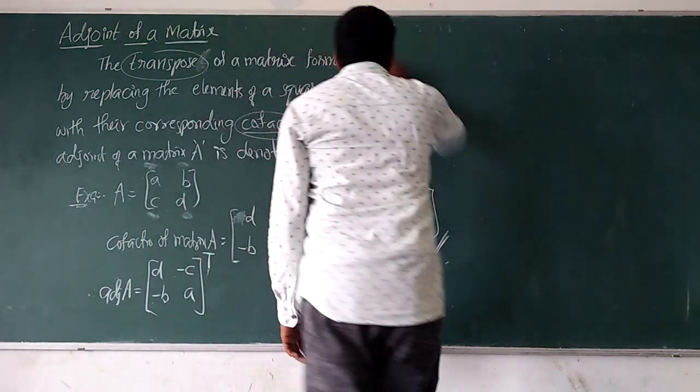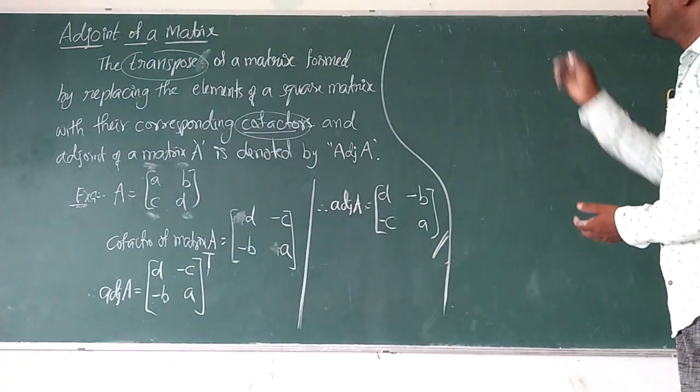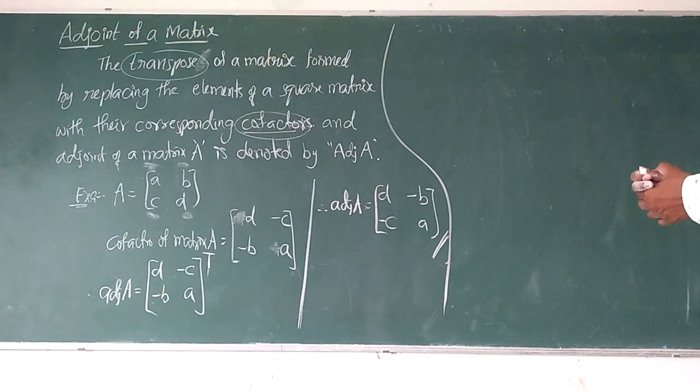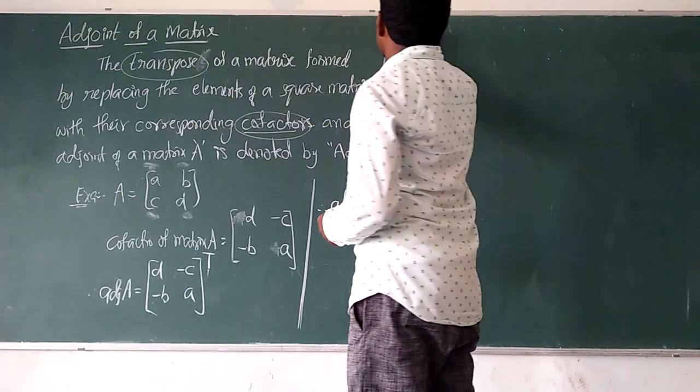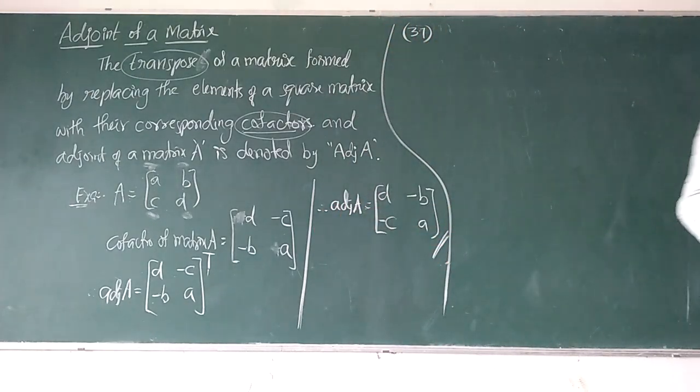I'll give you one example. So how many questions are completed just now? 36 are over. So let us take the 37th, a very short question, depending on this adjoint A.